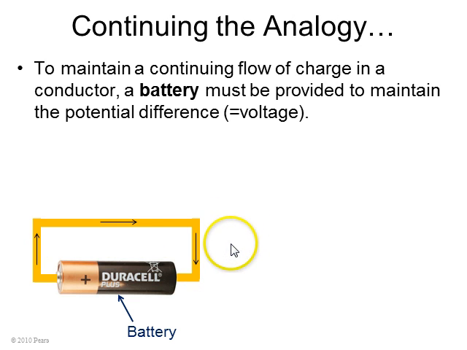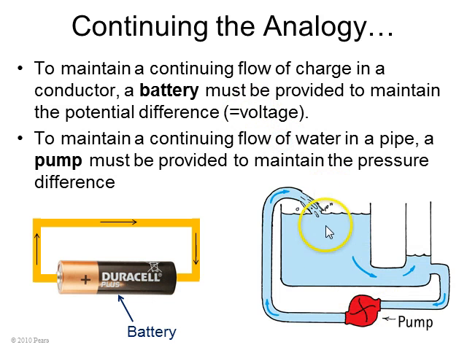So continuing with this analogy, if you want to maintain current flow, you need a battery constantly providing a potential difference, and that's called a voltage. Analogously, if you want to maintain this water flow through this pipe, you need to keep adding water here, keeping a high pressure on this end, and pulling the water out of here, keeping a lower pressure. You need a pump to do that. So a pump is analogous to a battery to keep the flow going.